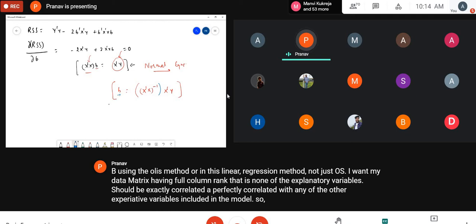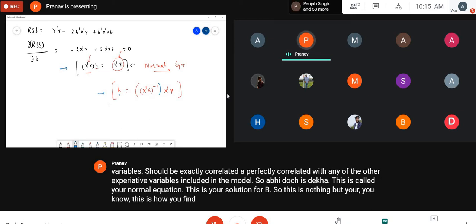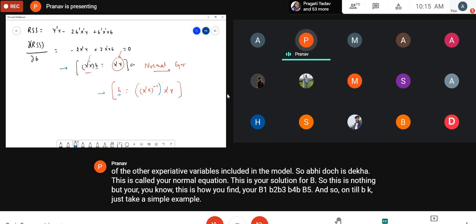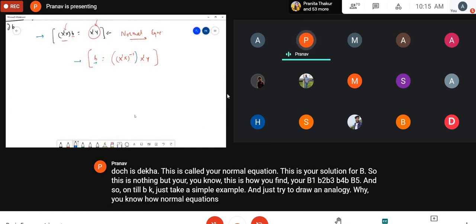So now we have seen two things. This is called your normal equation. This is your solution for B. This is how you find your B1, B2, B3, B4, B5, and so on till Bk. Just take a simple example and try to draw an analogy, to see how normal equations are so easy to interpret once you understand them in this fashion.